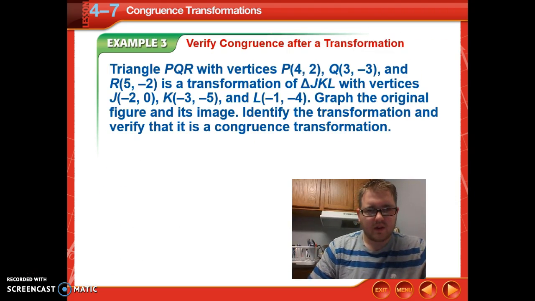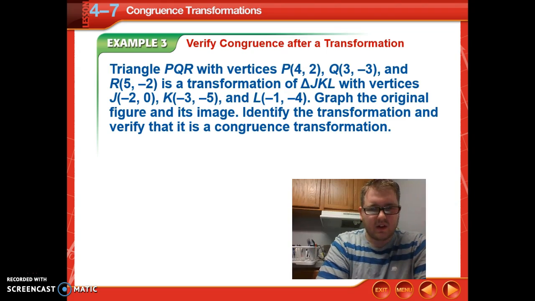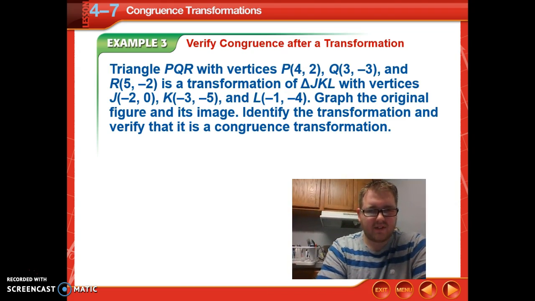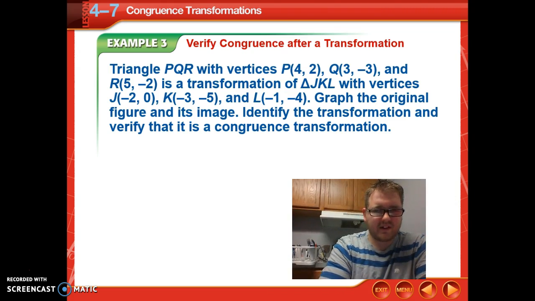So let's look at how we can verify congruence to show that triangles are congruent after they've been transformed. So we have here triangle PQR. It's got vertices (4, 2), (3, -3), and (5, -2). And it's a transformation of the original triangle JKL, which has vertices at (-2, 0), (-3, -5), and (-1, -4). We want to graph the original figure and its image, and then talk about what transformation we see there and whether or not it's a congruence transformation, meaning the pre-image and the image are congruent.